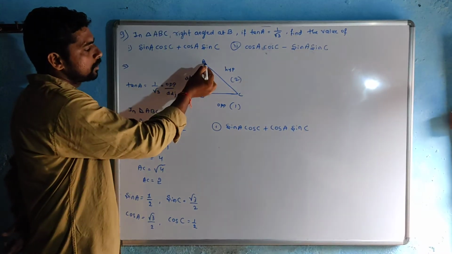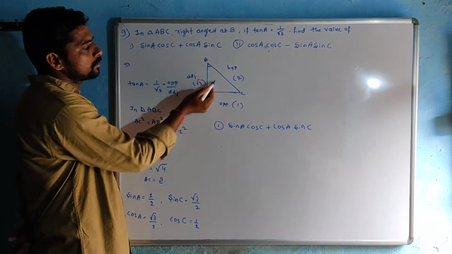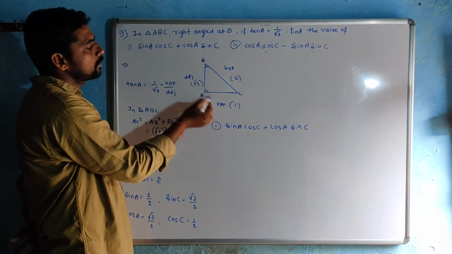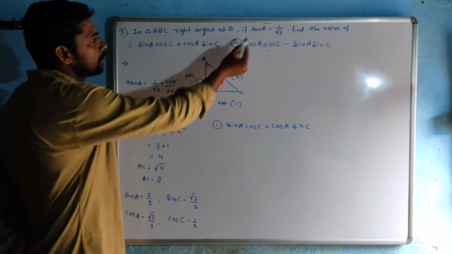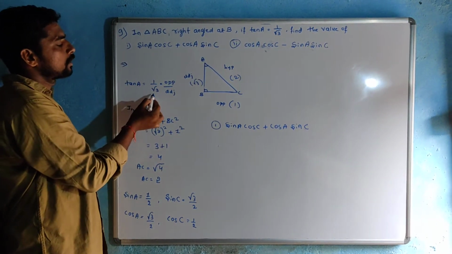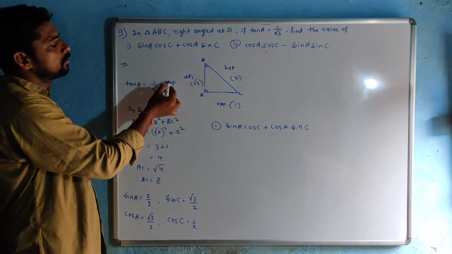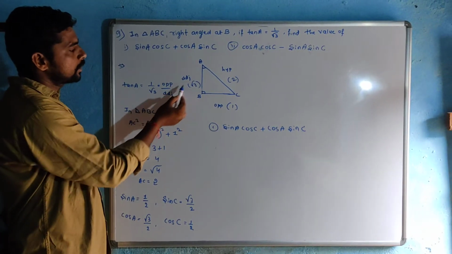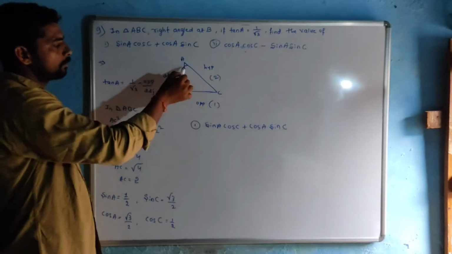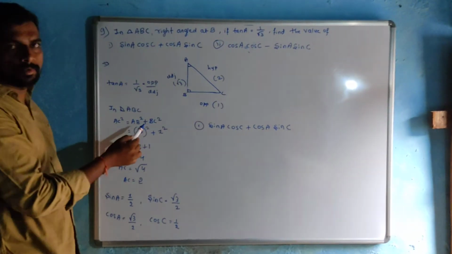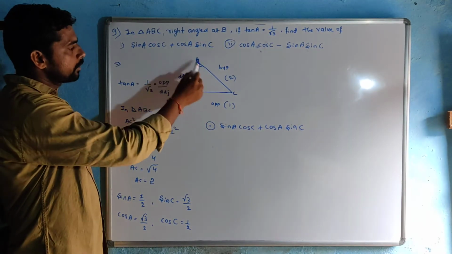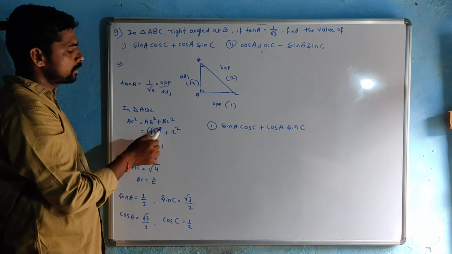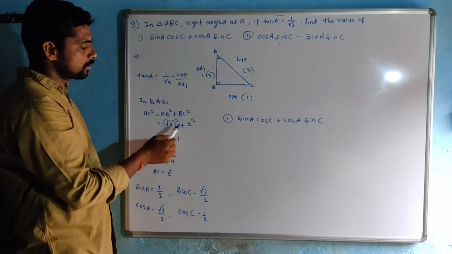See here, this is triangle ABC, right angle at B. So this is the hypotenuse side. I mark angle A, this is the opposite side, this is the adjacent side. He gave tan A is equal to 1 by root 3. Already you know tan ratio is opposite by adjacent. So here opposite side is 1, adjacent side is root 3. ABC is a right triangle. By applying Pythagoras theorem, AC square is equal to AB square plus BC square. So here AB is root 3 square plus BC square is 1 square.